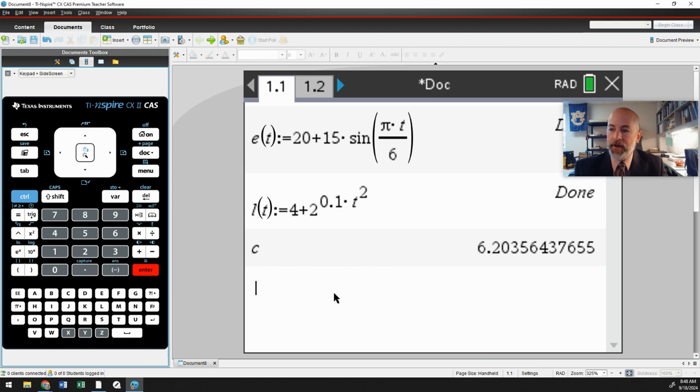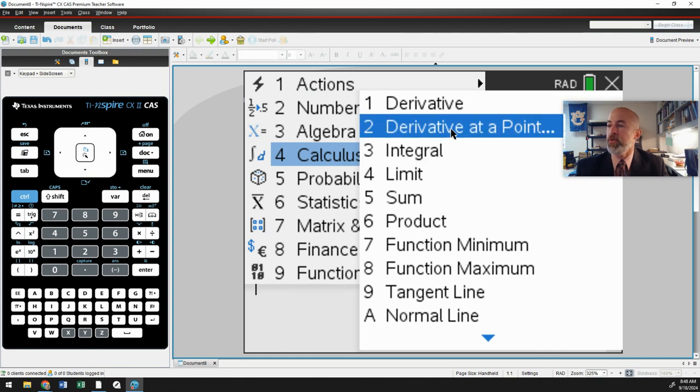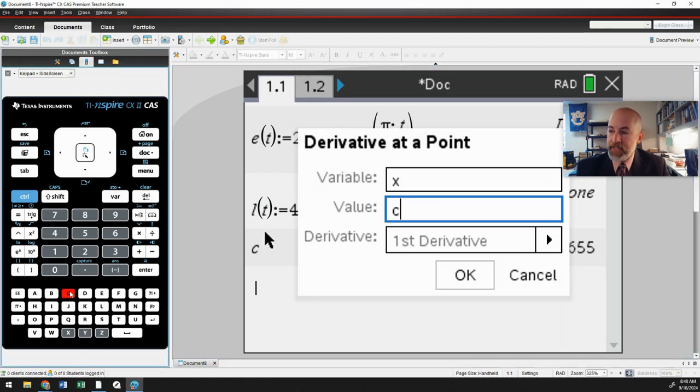To do that, on my calculator screen, I'm going to go to Menu, Calculus, Derivative at a point. Not just the general derivative, but the derivative at a point. When I click that, it asks what variable do you want to use? It really doesn't matter. I typically just stick with X because that's what's pre-filled there. What value do you want to plug in? I want to plug in the value of C, which I have stored.